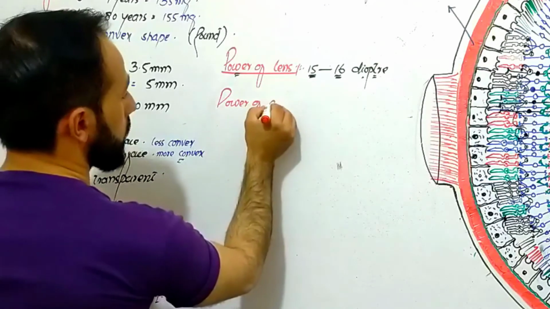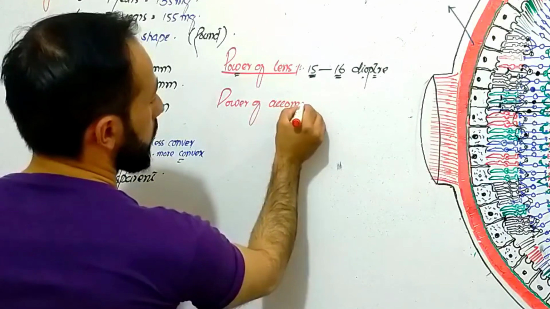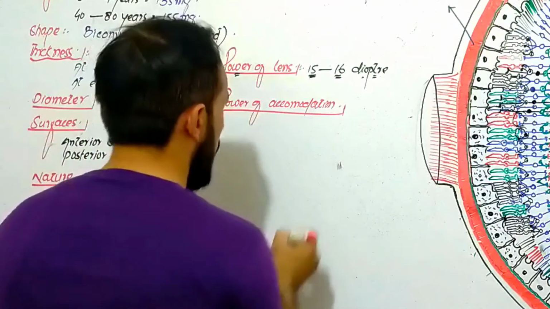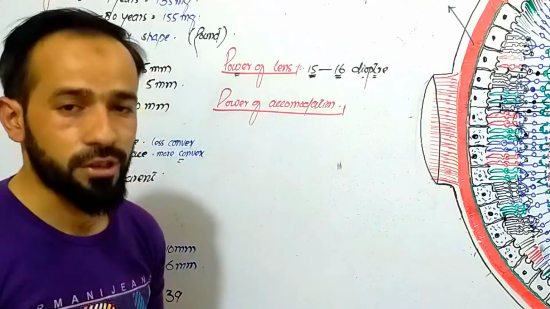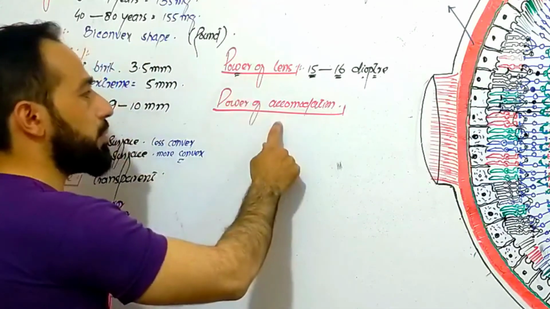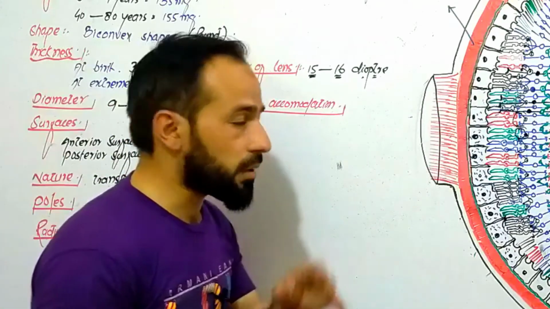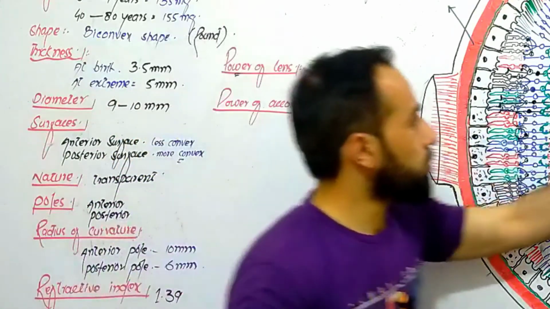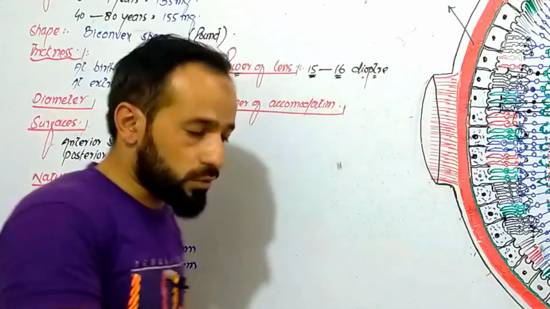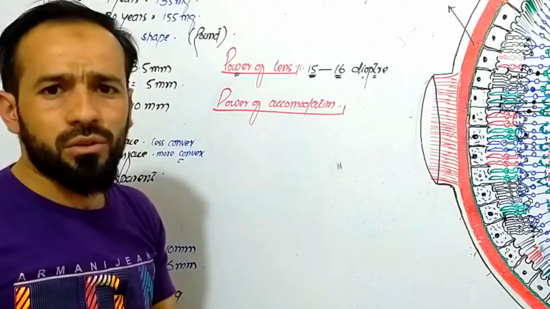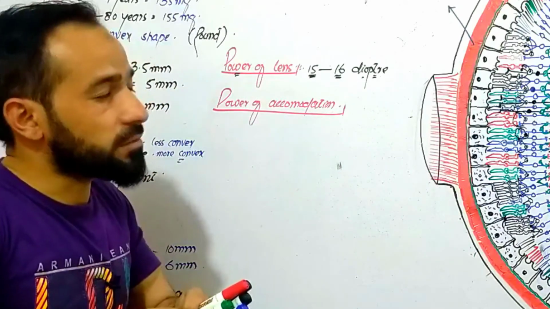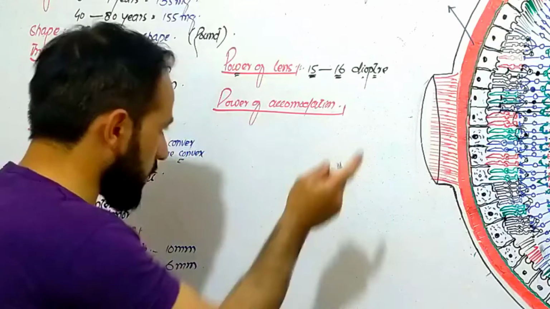Power of accommodation. Look carefully. What does it mean? It means how much your lens can stretch. Look carefully. This power is actually not the power of your lens, but the power of those ciliary muscles which will contract and pull the suspensory ligaments, and your lens will be stretched.